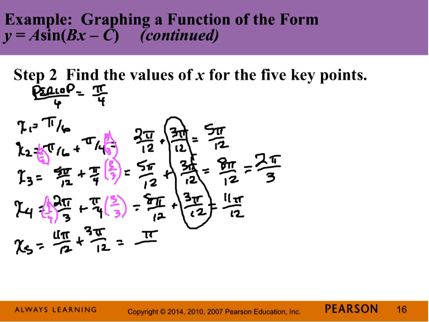So that's 11 pi over 12. No, my goodness. I'm adding 14 pi. There we go. Thank you. It reduces to 7. Yes. This is 7 pi over 6. There we go. Thank you, Mark. Now let's put it into our chart and figure out our y values.